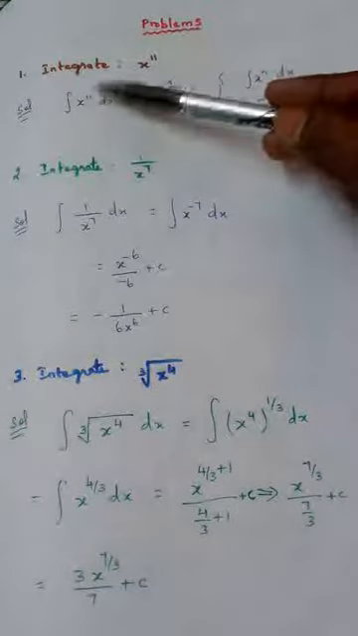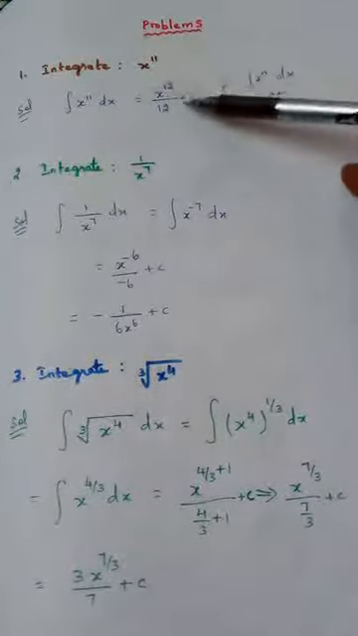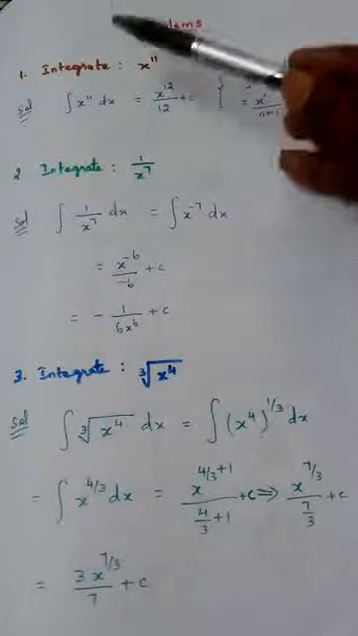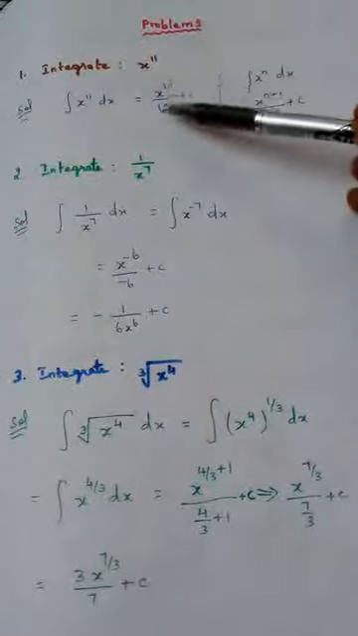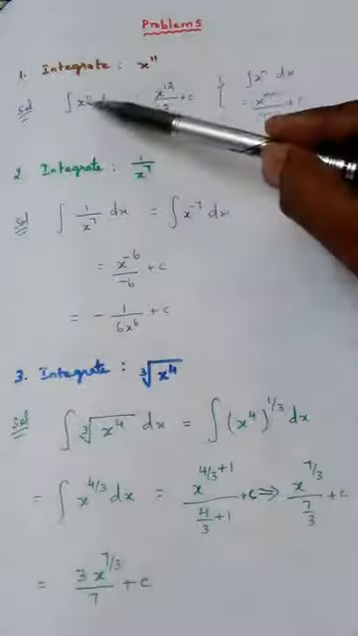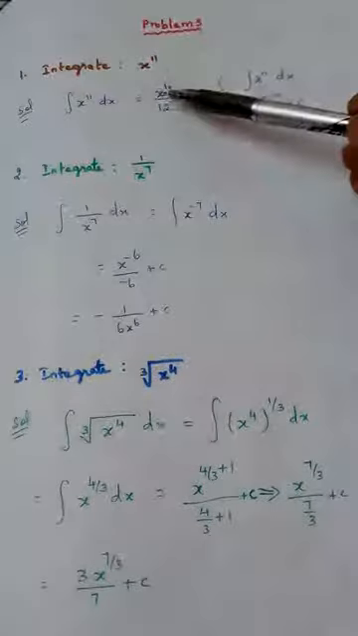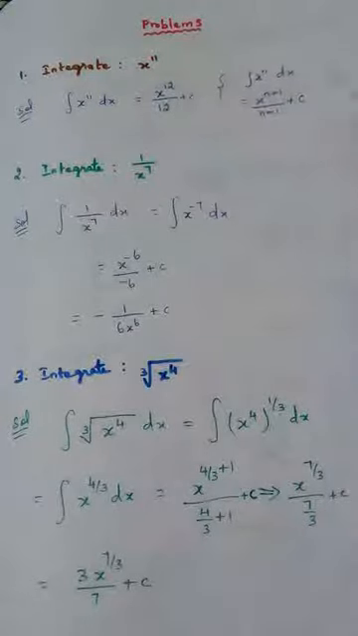So the answer for this integration is x power 12 by 12 plus c. Suppose if it is x power 9, what is the answer? X power 10 by 10 plus c. If it is x power 5, the answer will be x power 6 by 6 plus c. I think now you will understand what I am trying to say.